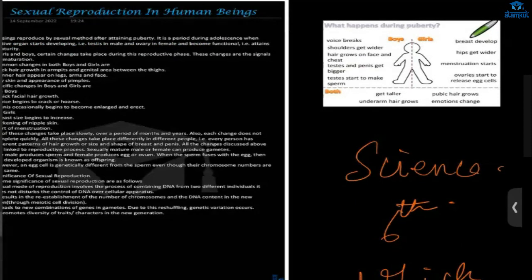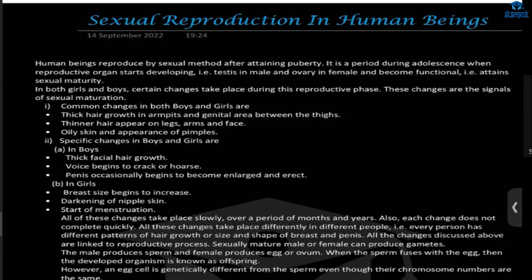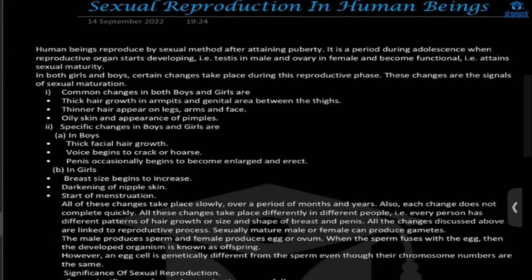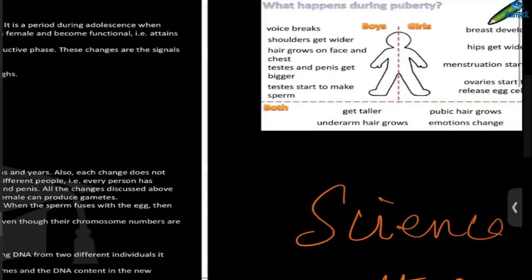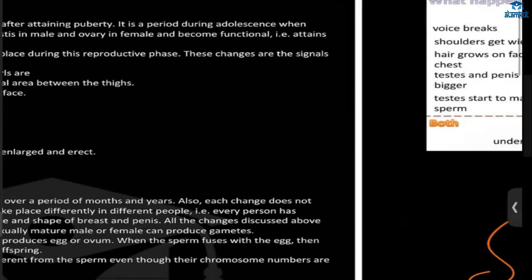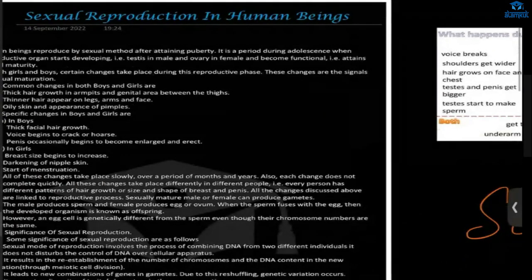So today we are going to talk about sexual reproduction in humans. In human beings, reproduction starts after puberty, and during that period the reproductive organs will start to develop. There are certain changes by which we can say that we are reproductively developed.